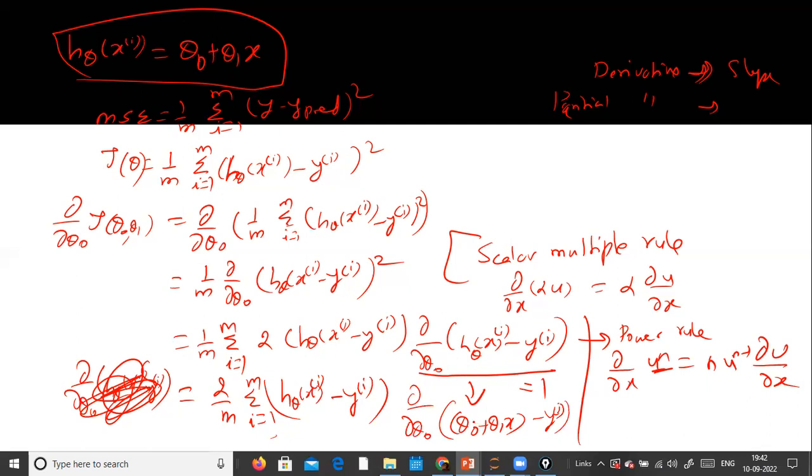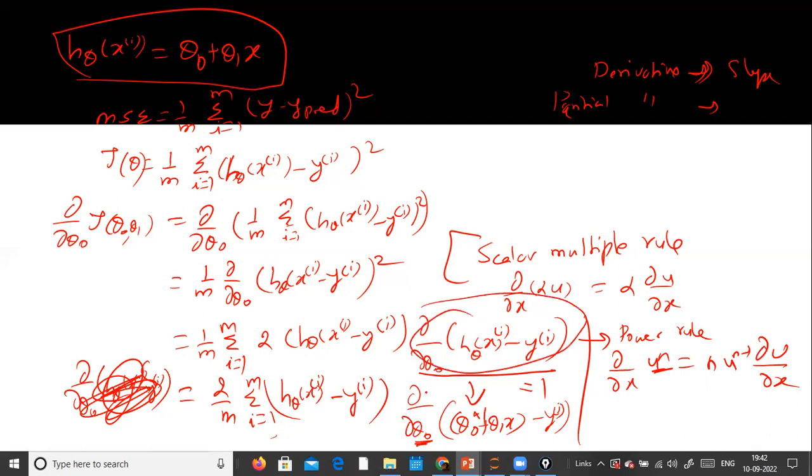So in this case, when you take the partial derivative with respect to theta naught, all the values except theta naught become constant, and the constant will be dropped. So we are left with only theta naught. So what value is multiplied with theta naught? 1, right? Hence this part becomes 1.